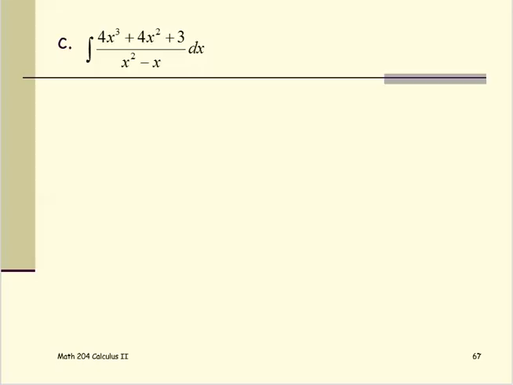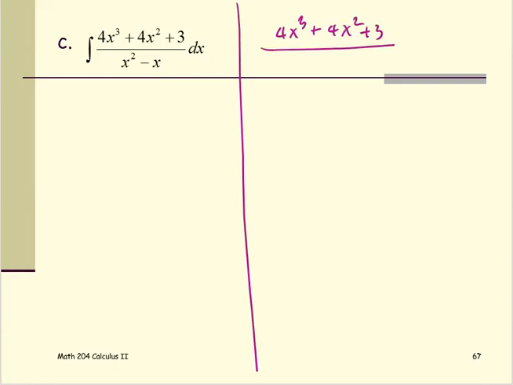Okay, so for this problem, we have on my side note here 4x to the third plus 4x to the second plus 3, all divided by x to the second minus x. What I see, the highest power of the numerator is 3. The highest power of the denominator is 2. So in this case, 3 is greater than 2, so it is an improper fraction.